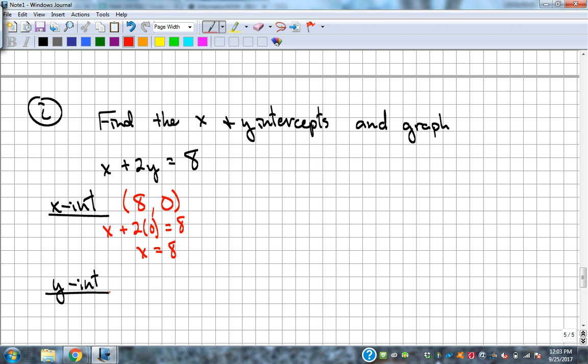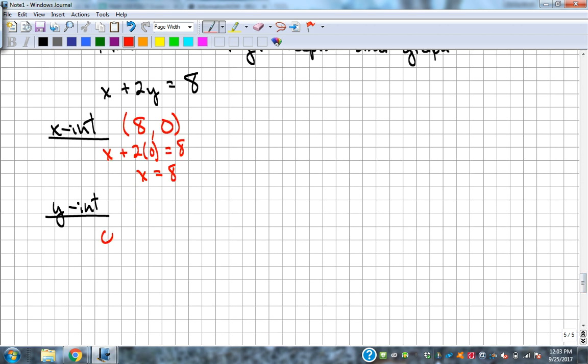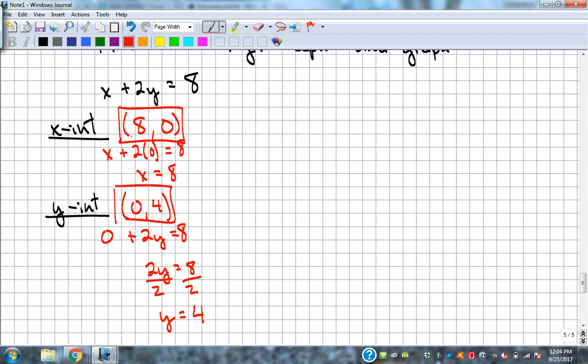To find the Y-intercept, where do you put the 0? In for X. So we end up with an equation to solve here. Y is equal to 4. What's the ordered pair for the Y-intercept? 0, 4. Those 2 points are all we need to graph that equation, using the X and Y intercepts.